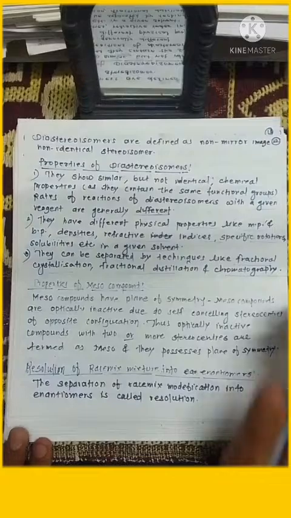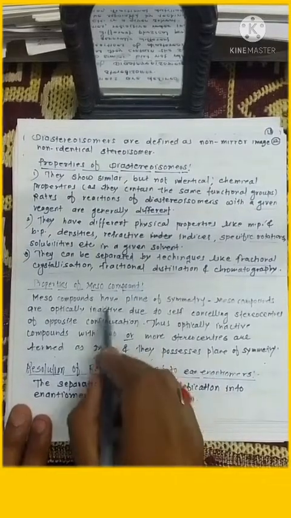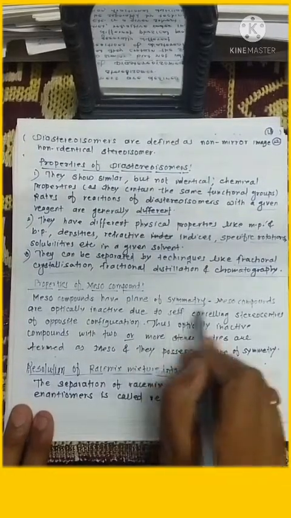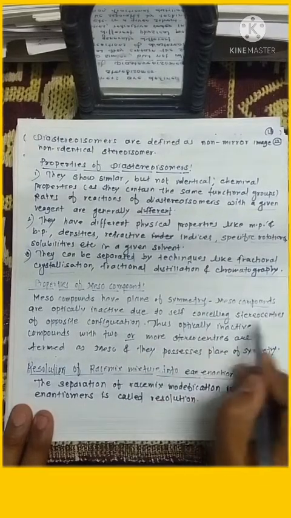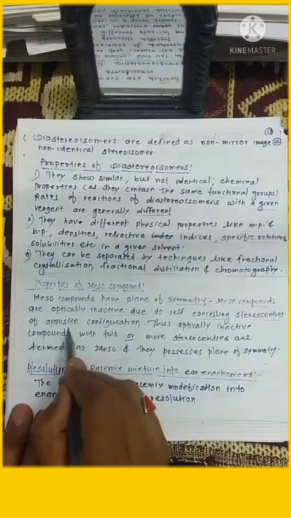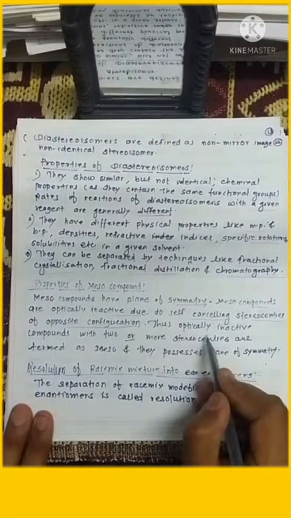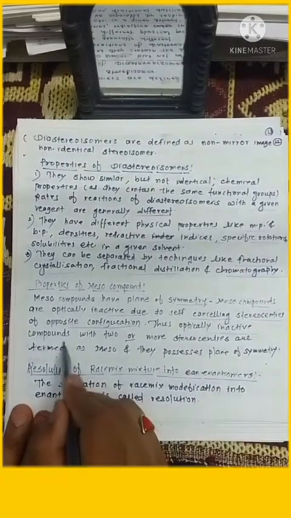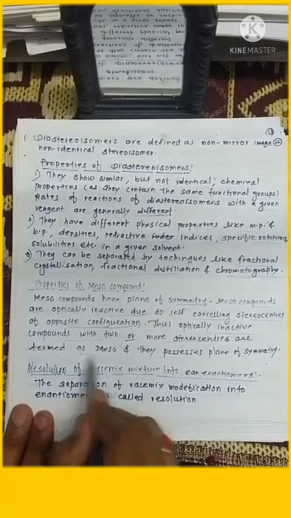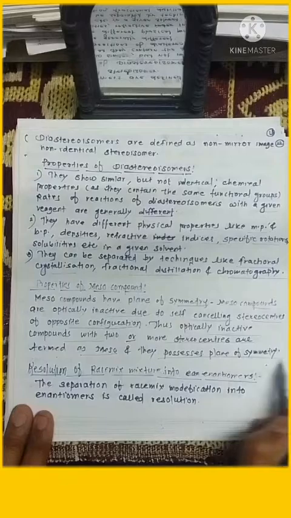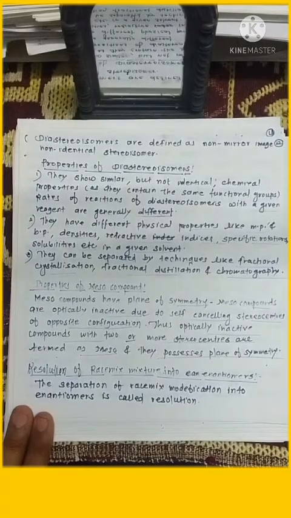Now we are going to see the properties of meso compounds. Meso compounds have a plane of symmetry. Meso compounds are optically inactive due to the self-cancelling stereocenters of opposite configuration. Thus, optically inactive compounds with 2 or more stereocenters are termed as meso, and they possess a plane of symmetry.